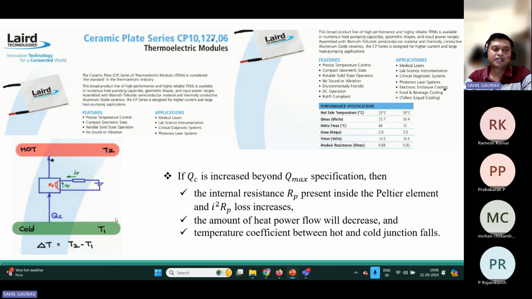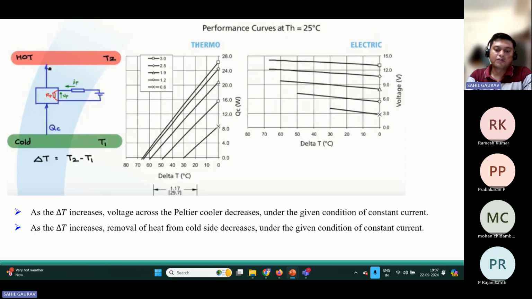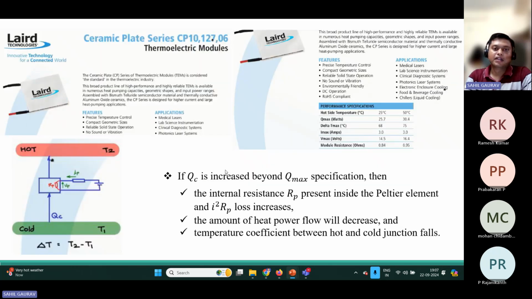So if the amount of energy extracted from the cold body is increased beyond this Q max given in the datasheet specification, then the internal resistance of the Peltier element, RP, present inside this device increases, and that means the I squared RP loss also increases. This will reduce the amount of heat transferred from the cold body to the hot body, and the temperature difference between the hot and cold junction will fall. So you have to take care that Q, the amount of heat extracted from the cold body to the hot body, should be less than this Q max.